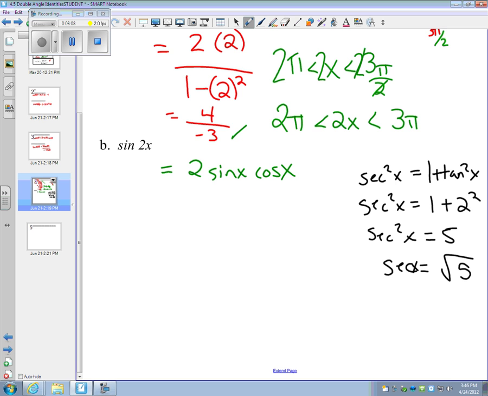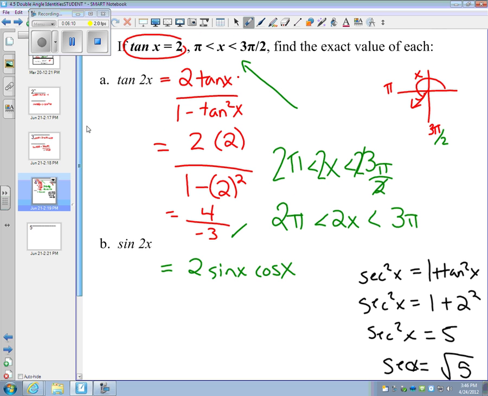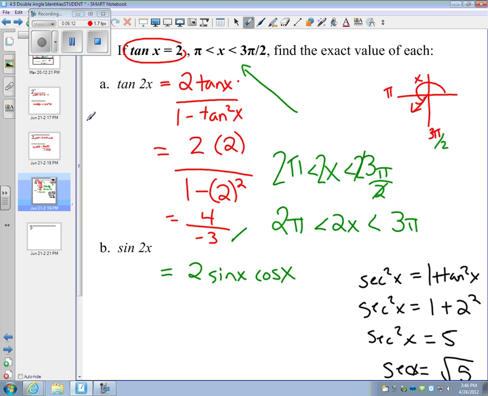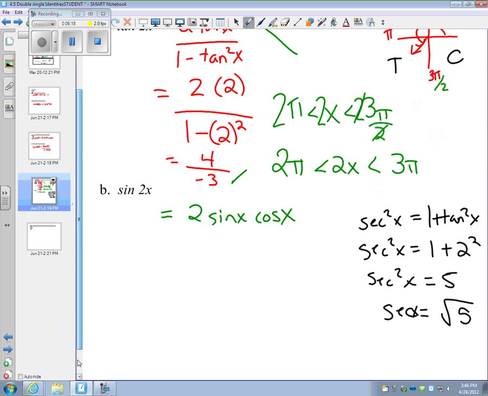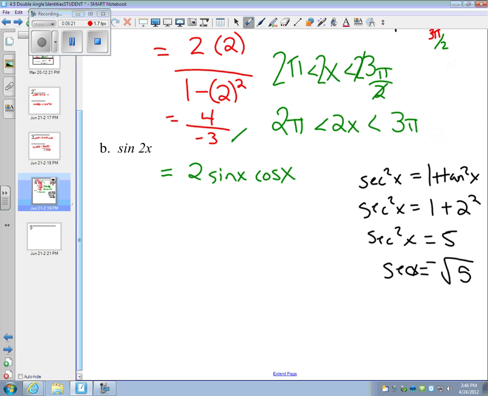Wait a second, we've got to look back here. We said that x is over here. So tangent's positive, but secant would be negative. So if that's what secant equals, then I can tell you what cos equals. Cos x must be negative 1 over root 5. And if we rationalize that denominator, times by root 5 over root 5, we get negative root 5 over 5.